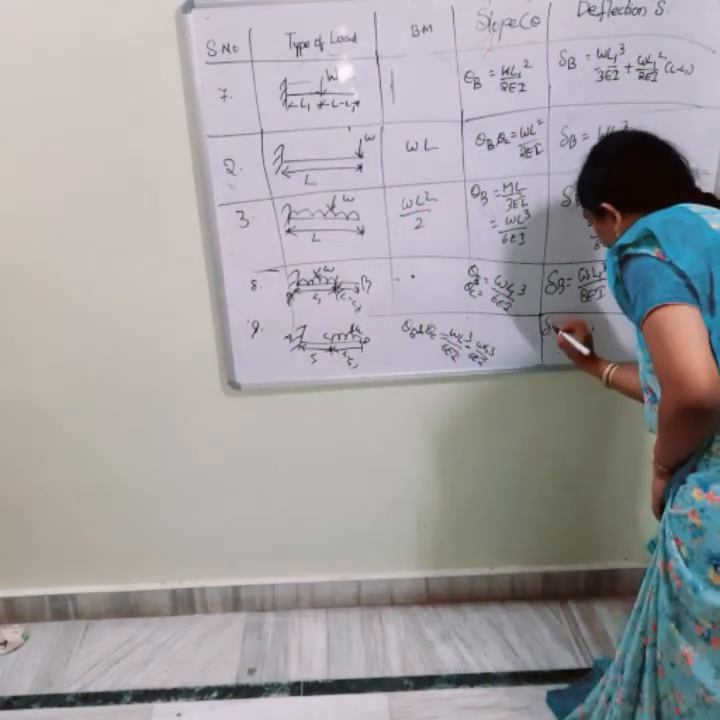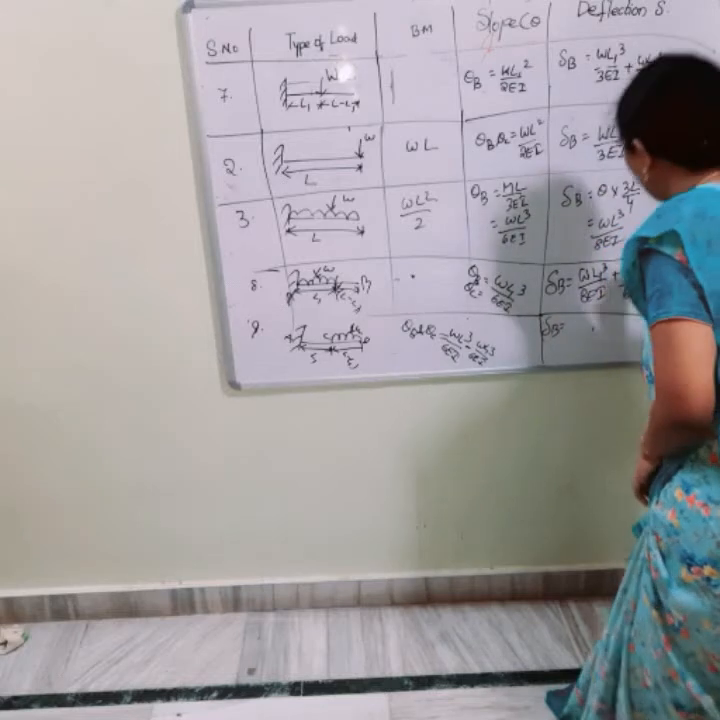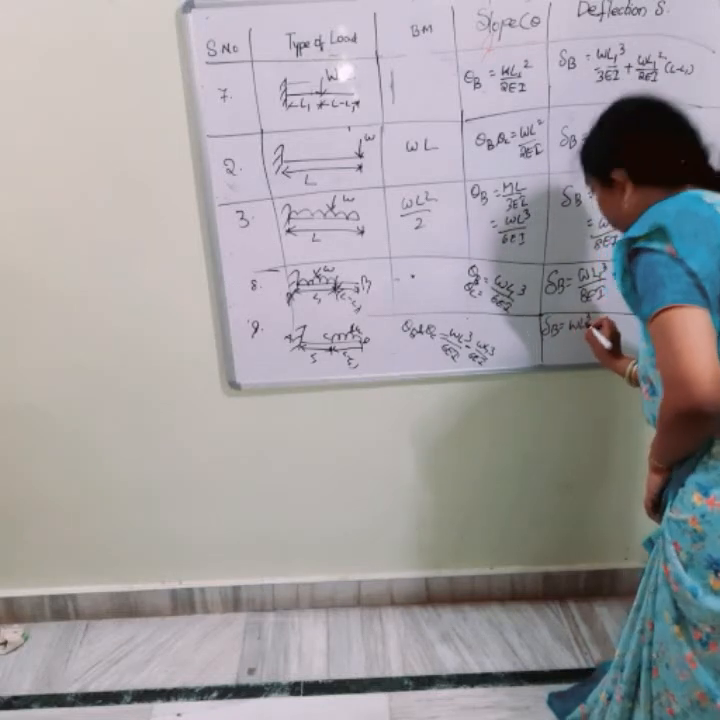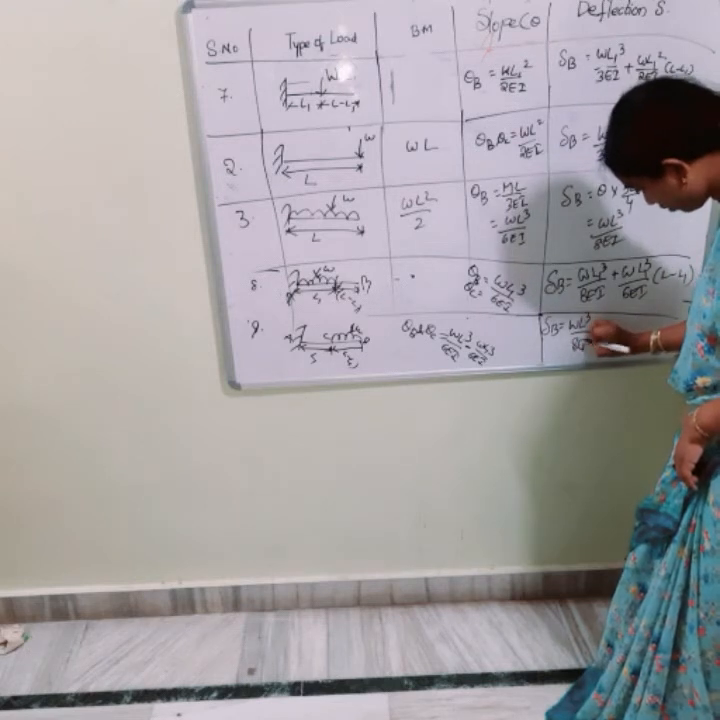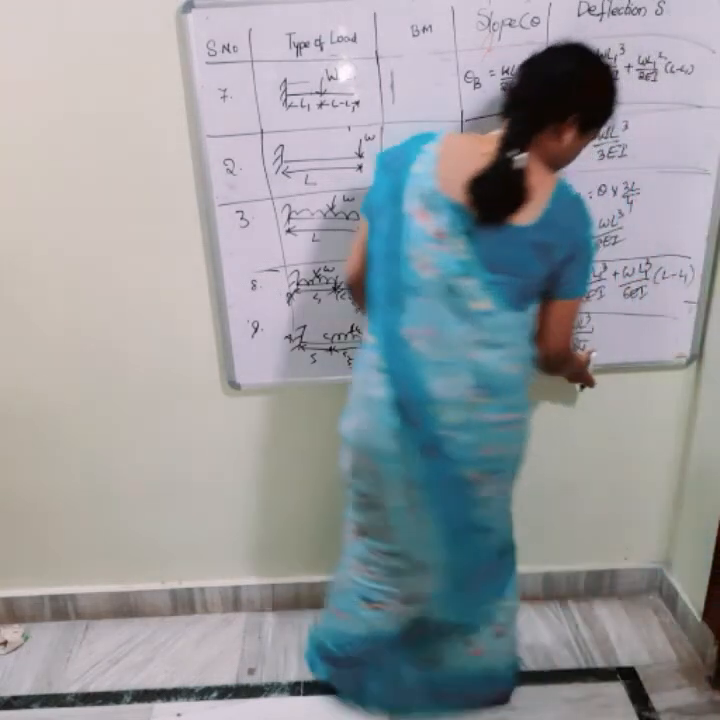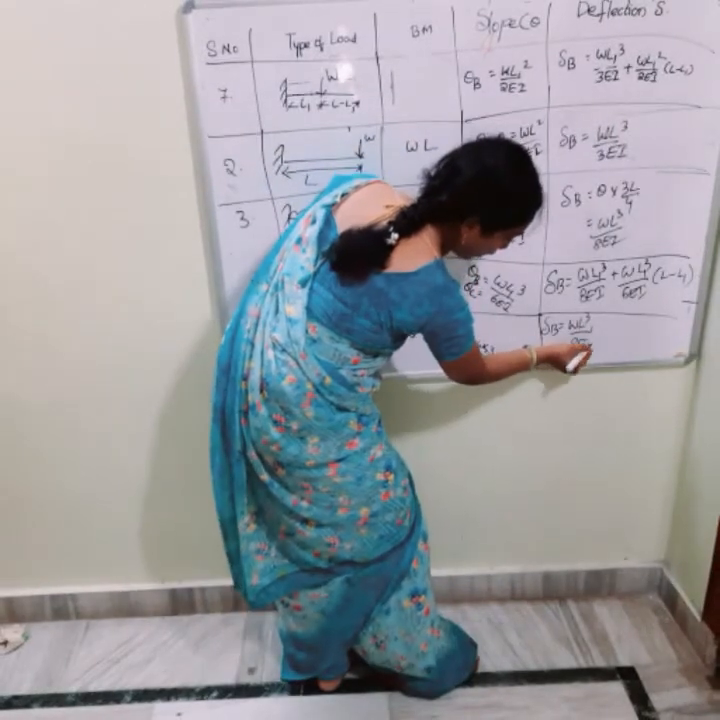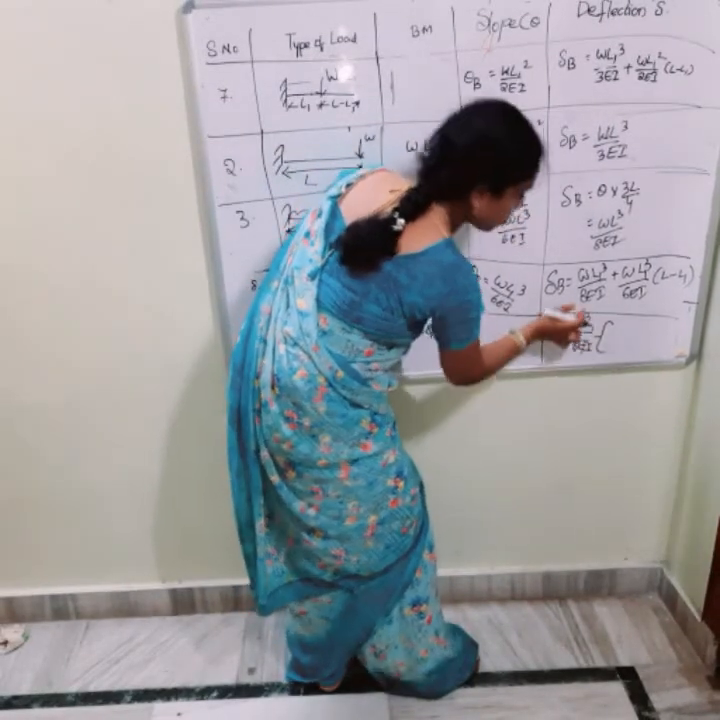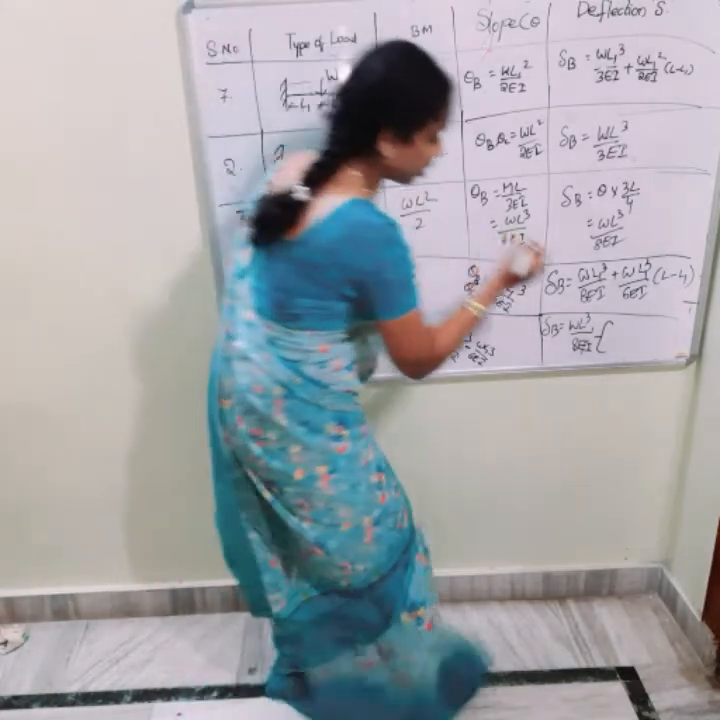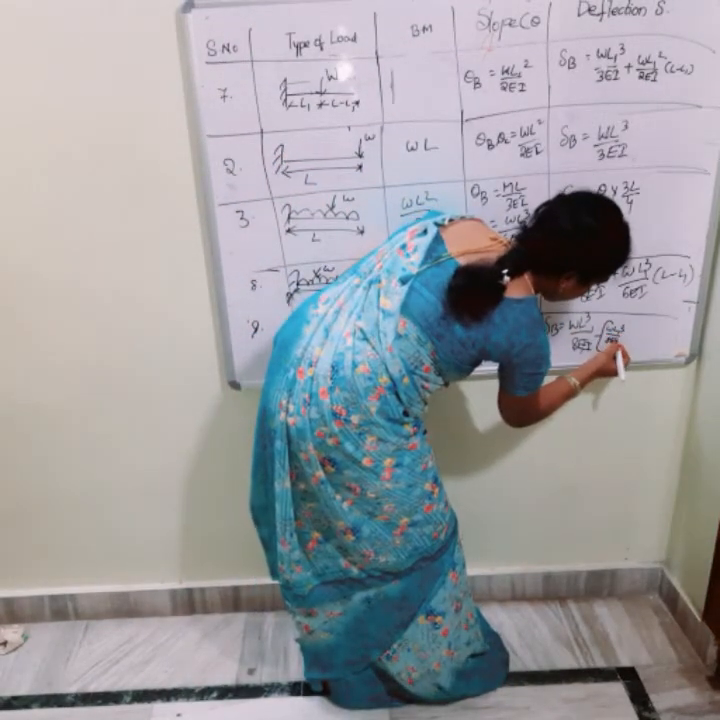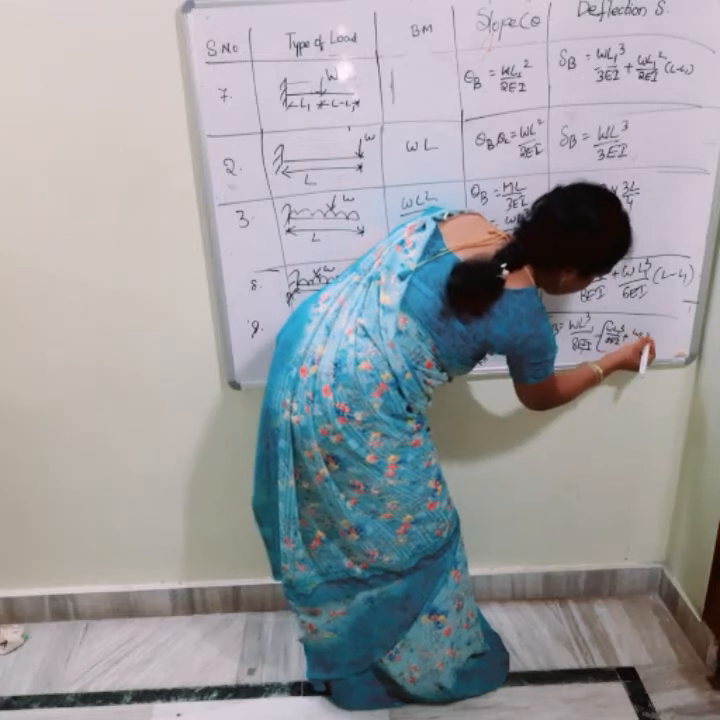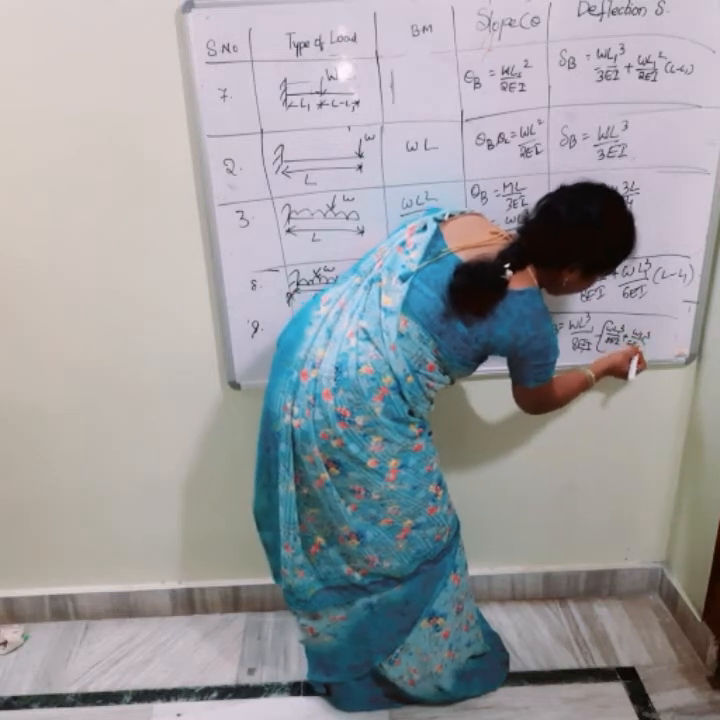Delta B is equal to the whole span value. How much? W L cube by 8EI, minus this value for the left half of the span. What is that value? W L1 cube by 8EI plus W L1 cube by 6EI.